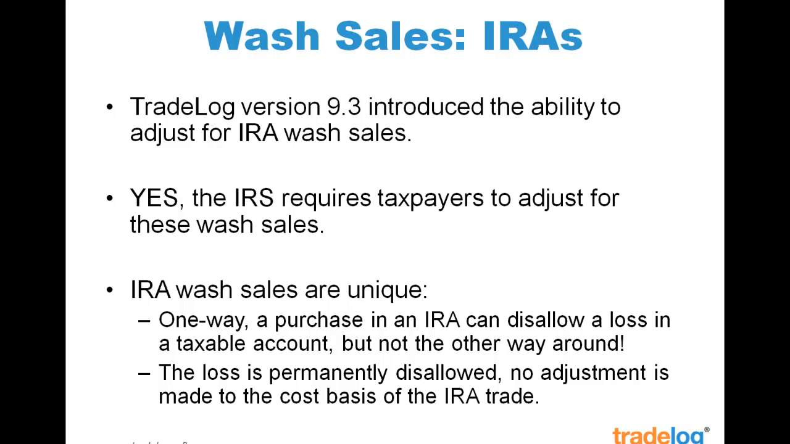What's unique about IRA wash sales is that they're one way. In other words, a purchase in an IRA can disallow a loss in a taxable account, but not the other way around. So we're only looking for losses in the taxable account and a repurchase of the same security in the IRA. The other unique situation: with a normal wash sale, you get to adjust your cost basis later on, but with a wash sale that occurs in an IRA, the loss is permanently disallowed. There's no adjustment made to the cost basis of the IRA trade.